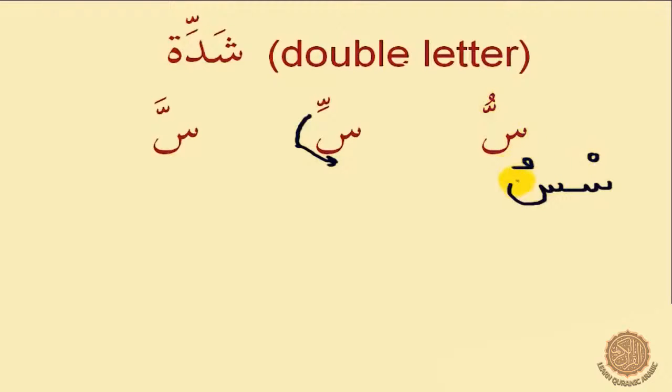Now let's put, for example, a letter before it, because we know that a word cannot start with a sukoon. You can't have a letter with a sukoon starting off a word. So let's put the ra, for example. So to pronounce this, we would say rassu. Rassu. Notice how I give the double letter. Rassu. Rassu.